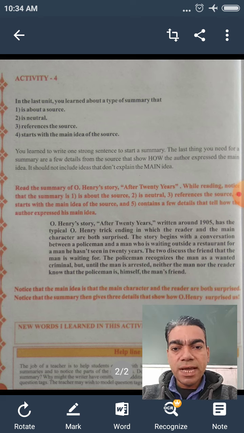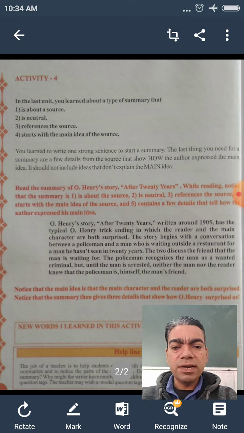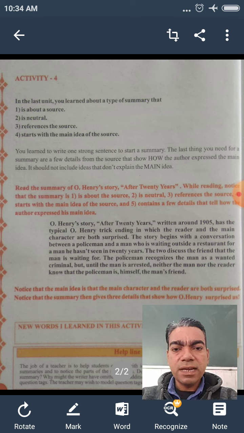You learned to write one strong sentence to start a summary. We have learned how to write one strong sentence when we start any summary. Then the last thing you need for a summary is a few details from the source. When we are concluding a summary, we need a few details from the source, and we write these in the last few sentences.